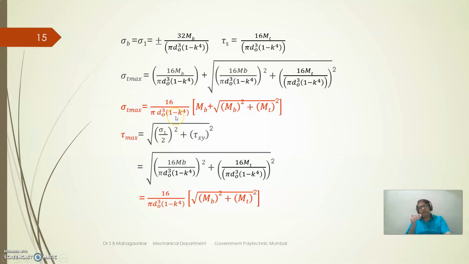So the difference between the solid and the hollow shaft is that in the solid shaft, the value d naught cube into 1 minus k raised to 4 is replaced by d cube. The value will remain the same in the sigma t maximum. And for the hollow shaft, the maximum shear stress will be 16 upon pi, again d naught raised to cube into 1 minus k raised to 4, which is replaced by d cube for the solid.